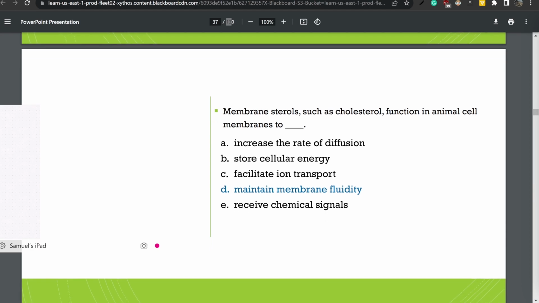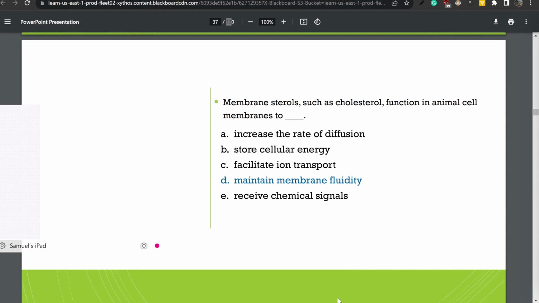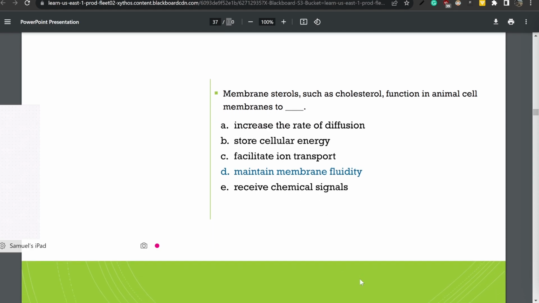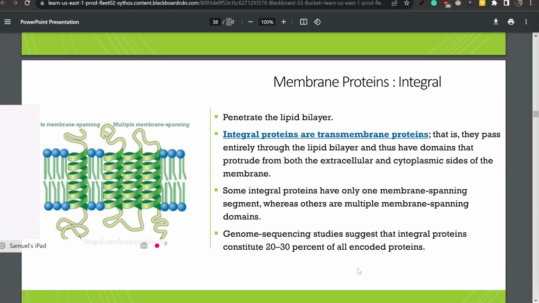Maintain membrane fluidity. If I had more time, I would go through each of these questions and wonder why they're wrong. And I would go to the correct answer and look at why it's correct. But I don't have the time to do that right now. For test review, however, that is something I will definitely do to understand everything.